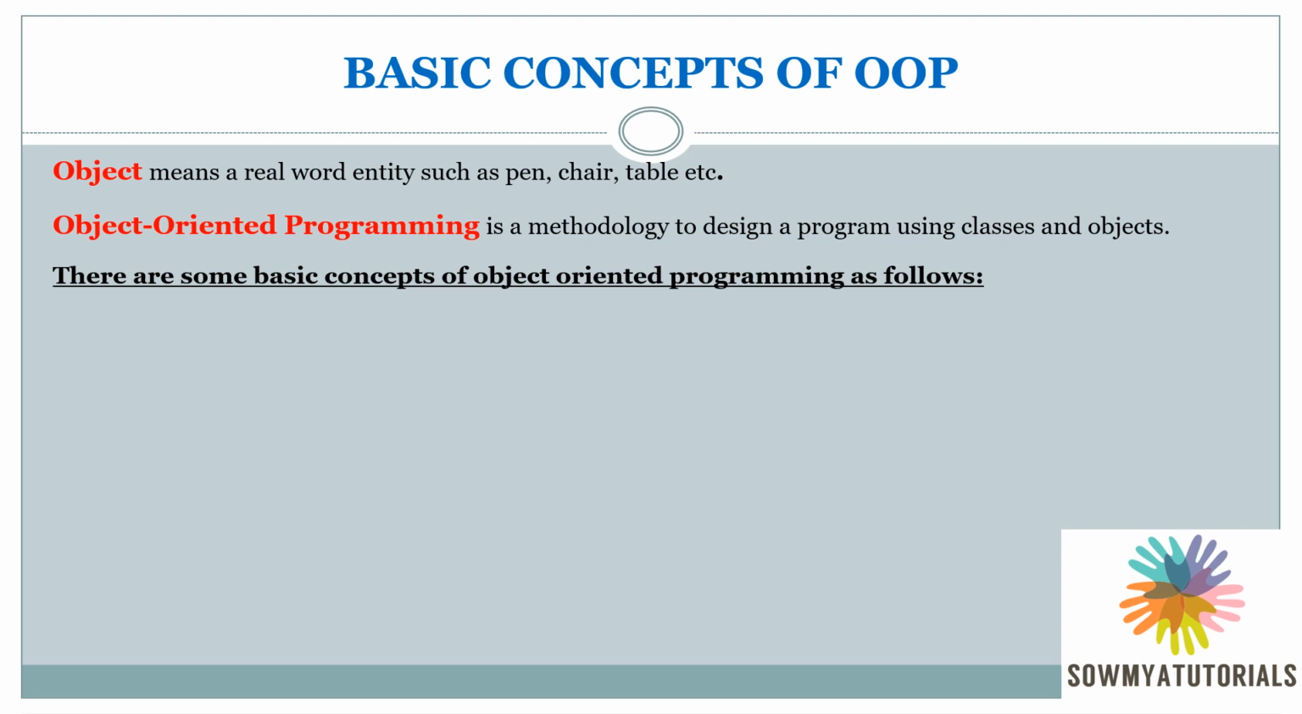What is object oriented programming? Object oriented programming is a methodology to design a program using classes and also objects. This type of programming language is called object-oriented programming. Object-oriented programming is a methodology, that means a procedure to design a program using classes and objects. So it is a procedure to design a program.